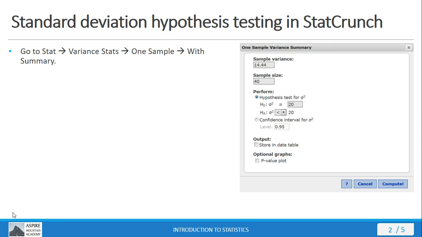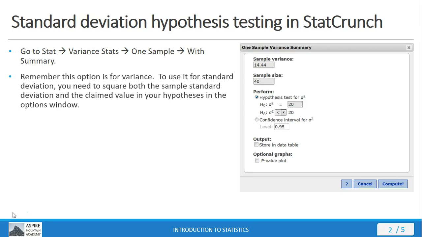Oftentimes you're given just the sample standard deviation. But notice here how they want the sample variance. So you've got to square your standard deviation that they give you for the sample to put here into the answer field in StatCrunch. So make sure you square your sample standard deviation. Here in this case, the sample standard deviation is 3.8. So we're going to put 14.44 in that field there because it asks for the variance. And that's 14.44. That's going to be the 3.8 squared.